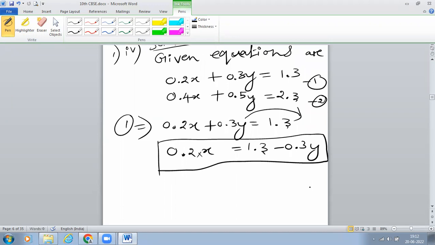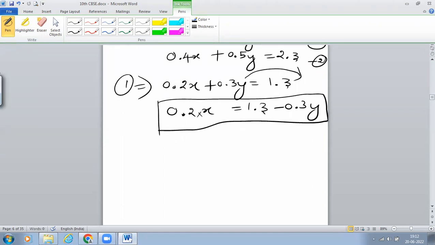Now using this condition, I'm going to apply this in equation number 2. What is equation number 2? 0.4x plus 0.5y is equal to 2.3. This is equation number 2.